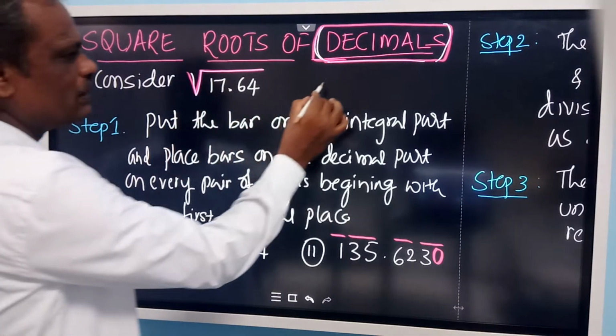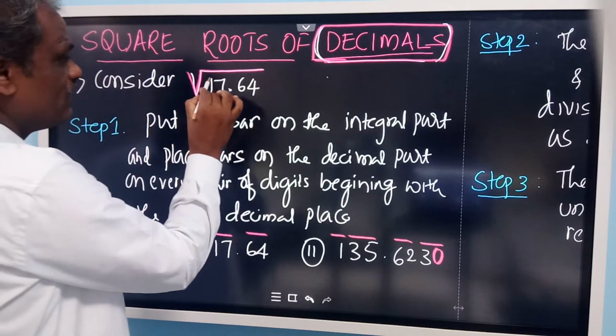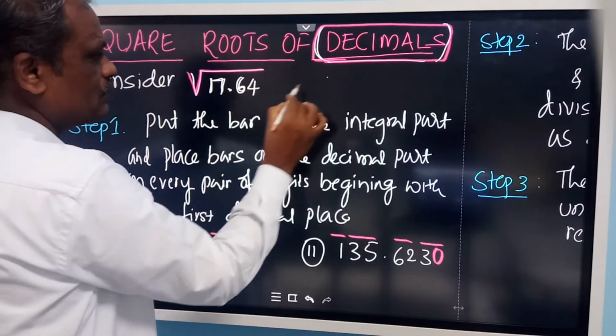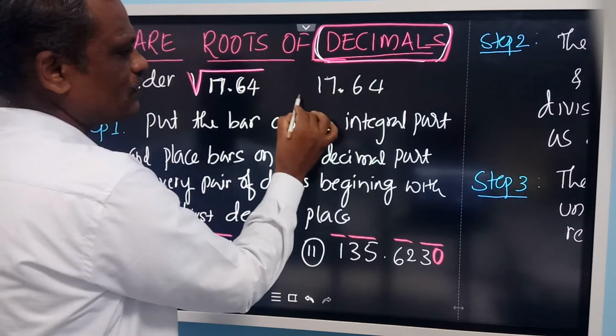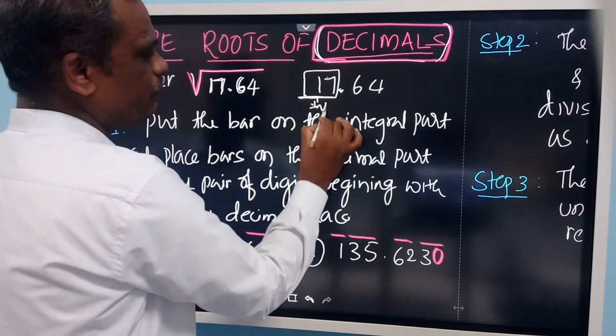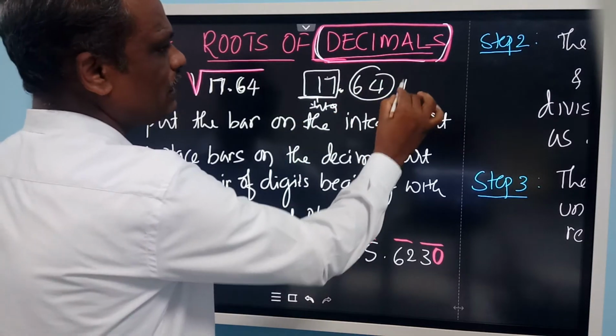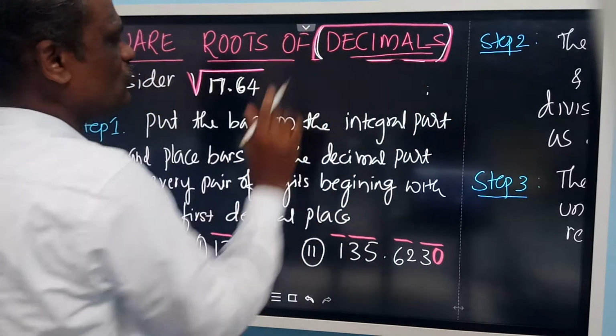Actually, not 16.4, the given number is 17.64 here. In this example, we have two parts. This is called the integral part, and this is called the decimal part. A decimal number can be divided into two parts.